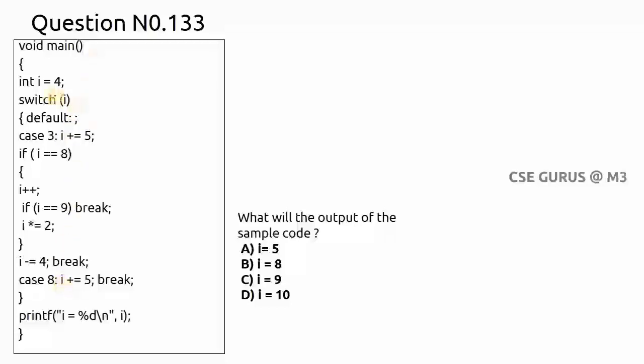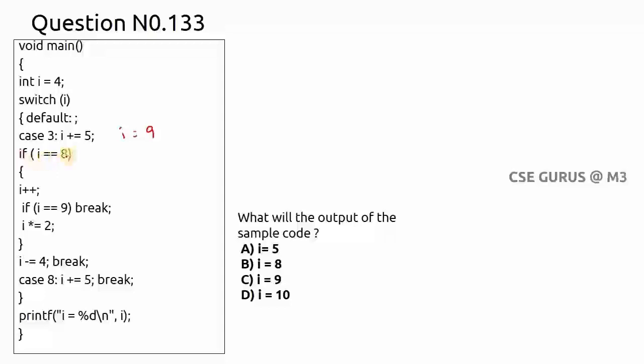Similar things happen here, I equals 4, switch of 4. There is no case 4, that's why default will be taken first. After default, nothing is given in default, and there is no break, so case 3 also will be executed. That means the next line: I plus equals 5 means I value will become what here? 4 plus 5, 9.